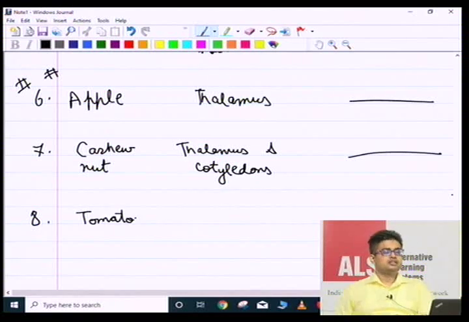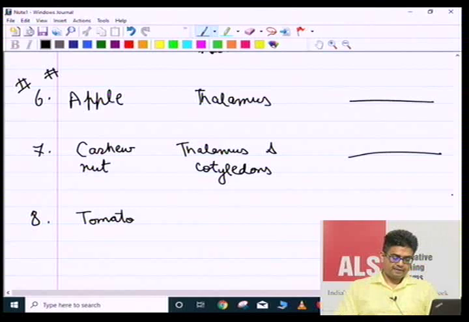Yeah, one more thing. Cashew nut thalamus is eaten in those areas where the cashew nut is produced. Cotyledons are eaten by us. We eat the seed. Seed represents the cotyledons. But cashew nut thalamus is not able to be transported to other areas. So the people who produce cashew nut, they eat the thalamus by themselves or they put it in the local market.